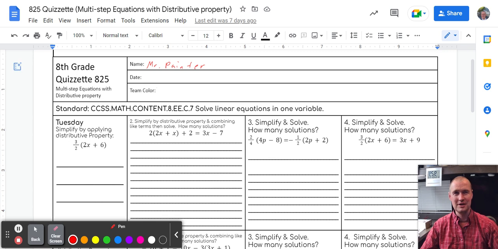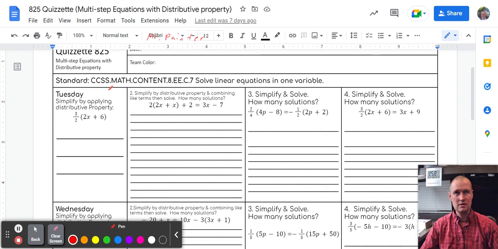All right, looks like we're ready to go. Today we're going to start with Tuesday. Directions: simplify by applying the distributive property. All right, so you've got 3 over 2 into 2x plus 6.